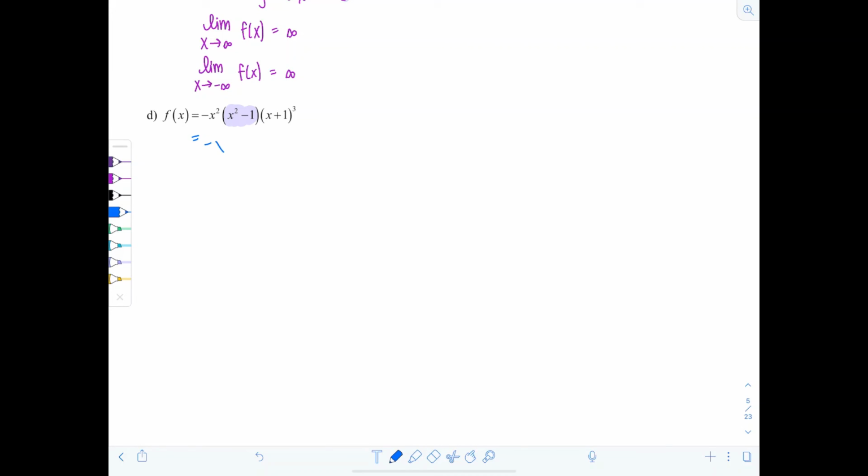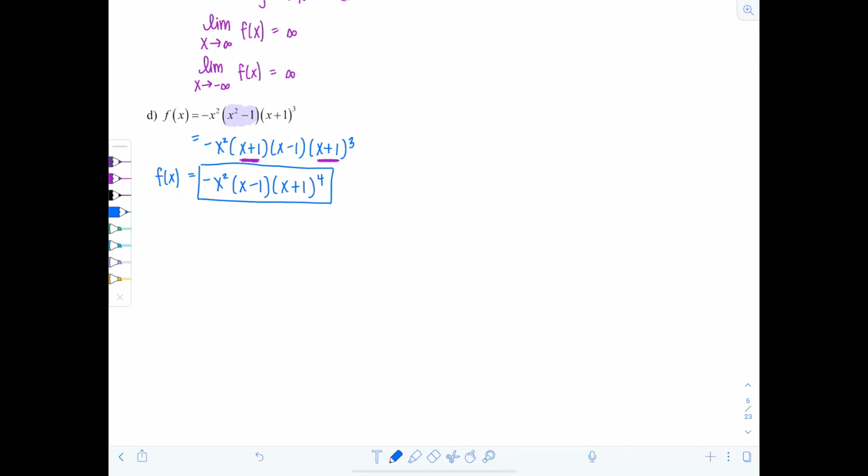So this is negative x squared. x squared minus 1 is x plus 1 times x minus 1. And then I still have that x plus 1 cubed hanging out. And see, now I have an additional x plus 1. I want to group those together. So now f of x really completely factored is negative x squared times x minus 1 times x plus 1 to the 4th.